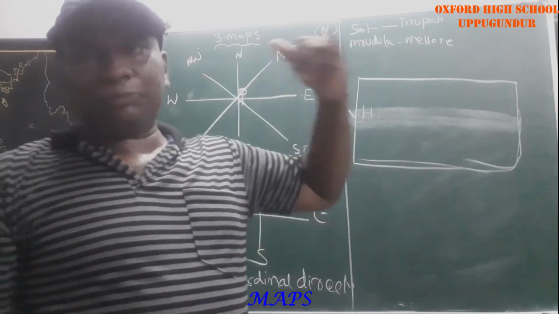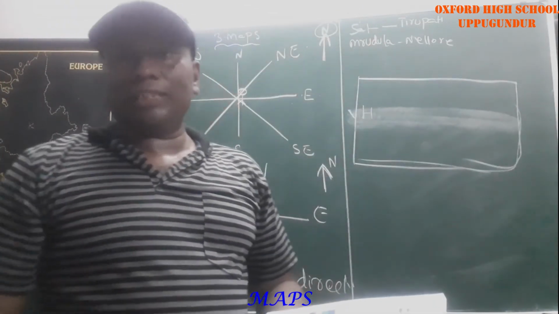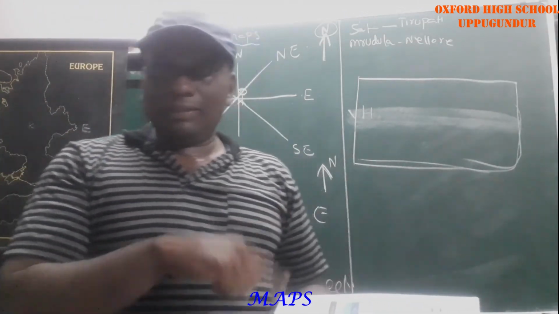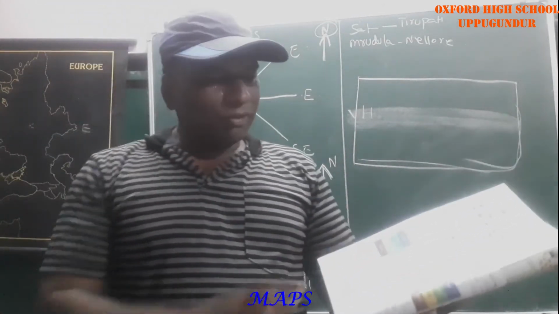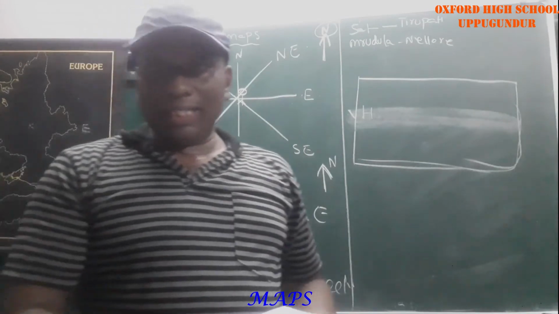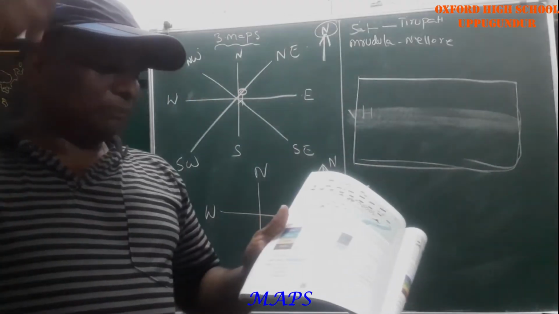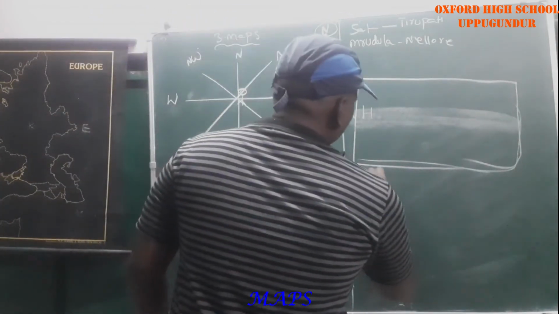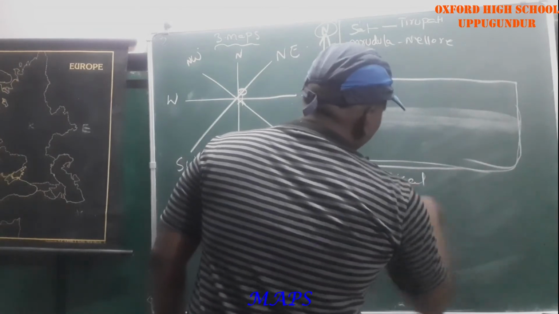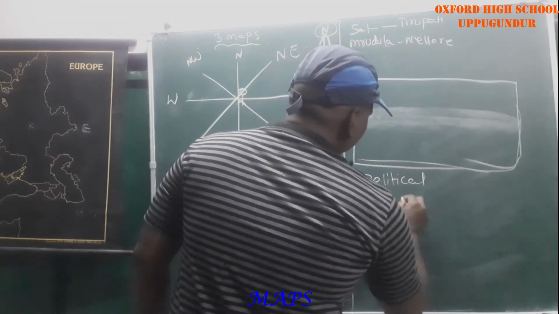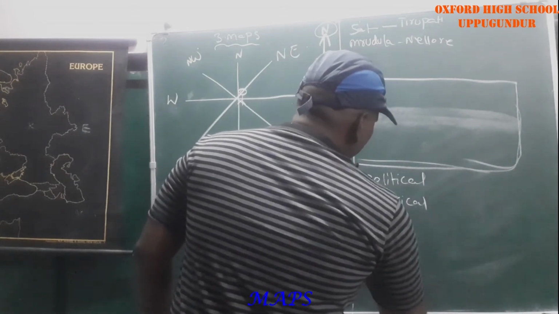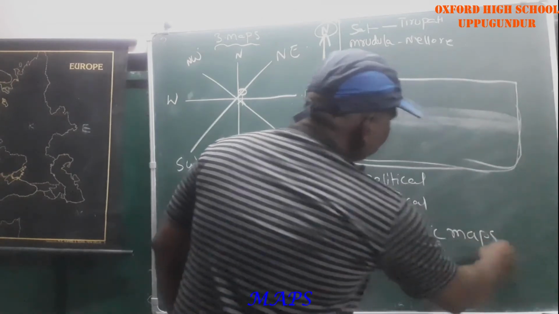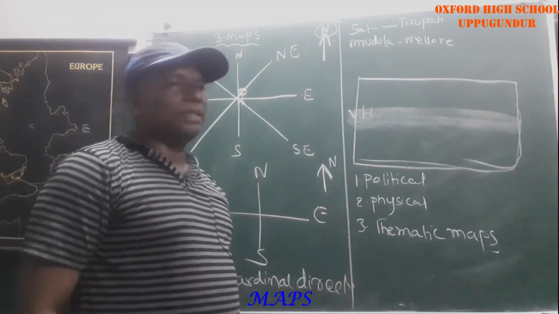Up to now I explained to you about directions. After the directions I explained scale. After that symbols, and after that colors and patterns. Then types of maps are given here. Already I explained that data to you. Political maps, then physical maps, then thematic maps. We have different kinds of maps: political maps, physical maps, and thematic maps.